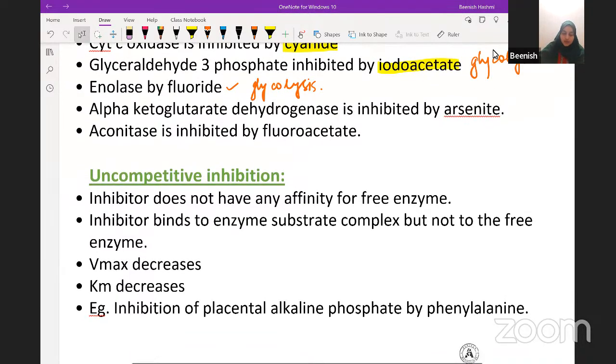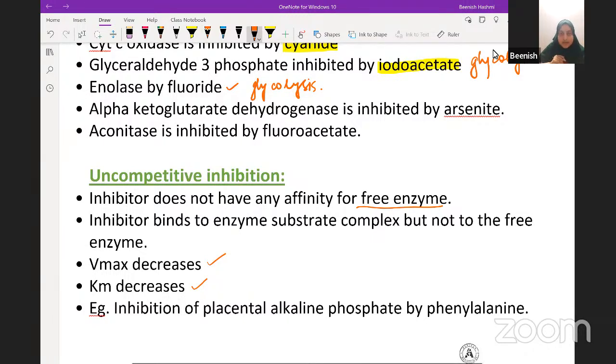Now moving forward to uncompetitive inhibition. Inhibitor does not have any affinity for the free enzyme. Now, are you able to appreciate the difference between non-competitive and uncompetitive? Your non-competitive inhibitors were able to bind either to the free enzyme or to the enzyme substrate complex. But here the inhibitor cannot bind to the free enzyme. It binds to the enzyme substrate complex only, and not to the free enzyme. Now, Vmax decreases, Km decreases. Both your Vmax and Km are going to decrease.